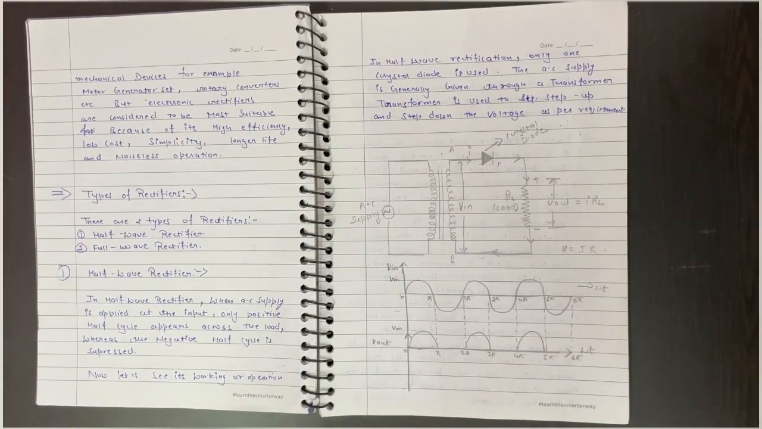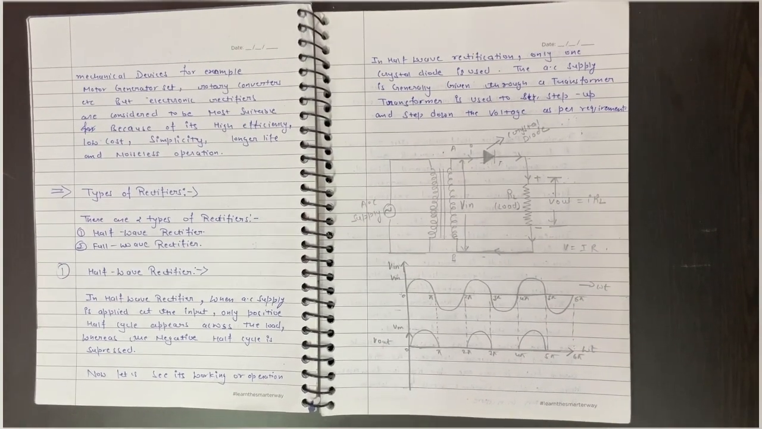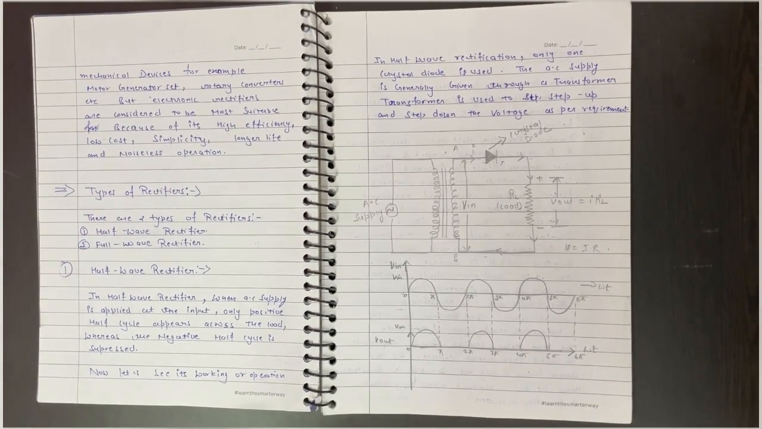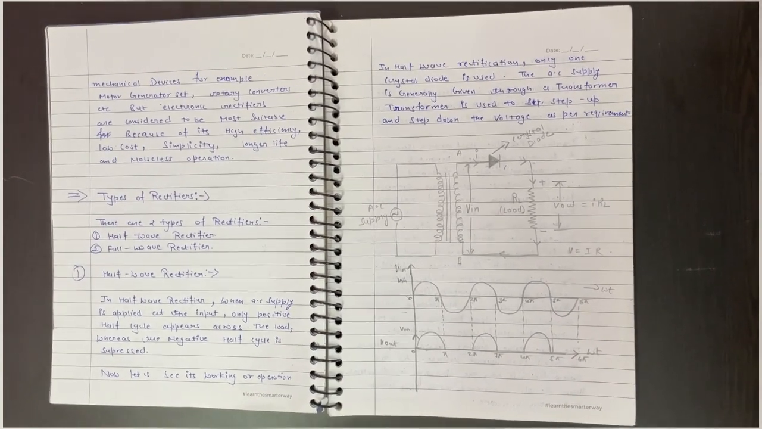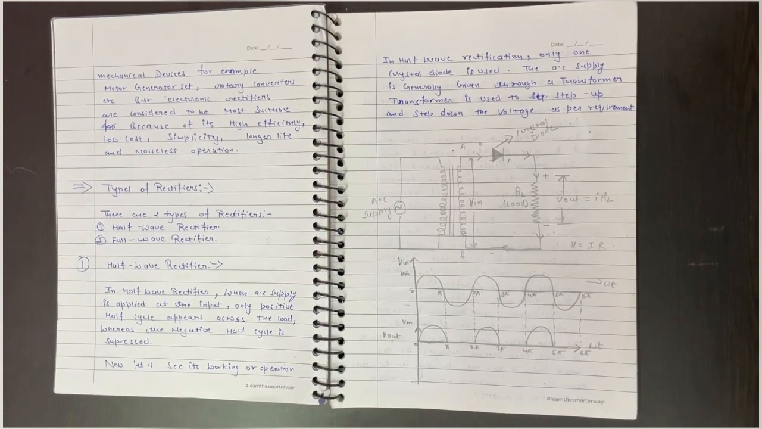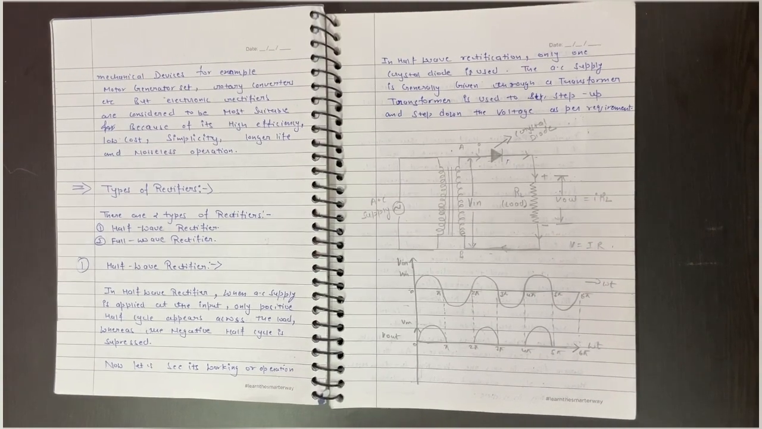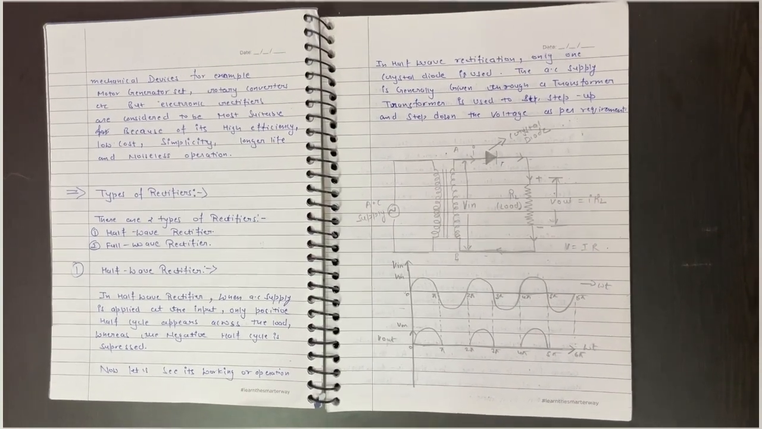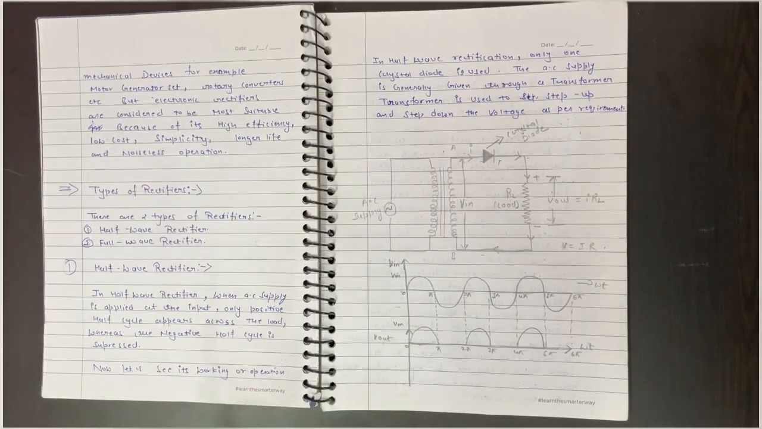So the conversion of AC into DC can be accomplished by some mechanical devices, for example motor generator set, rotary converters, but electronic rectifiers are considered to be most suitable because of their high efficiency, low cost, simplicity, long life and noiseless operation. And you can say these are the advantages of rectifier.